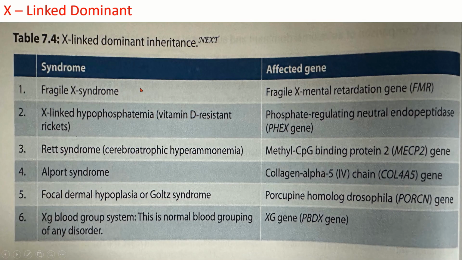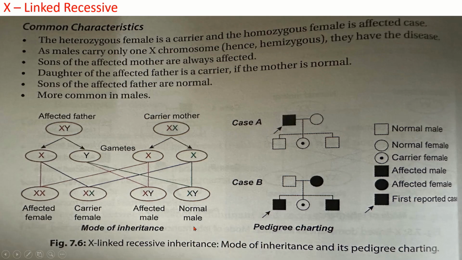Examples: Fragile X syndrome, X-linked hypophosphatemia, Rett syndrome, also called cerebroatrophic hyperammonemia, Alport syndrome, focal dermal hypoplasia or Goltz syndrome. Then the XG blood group system, this is a normal blood grouping, not a disorder.